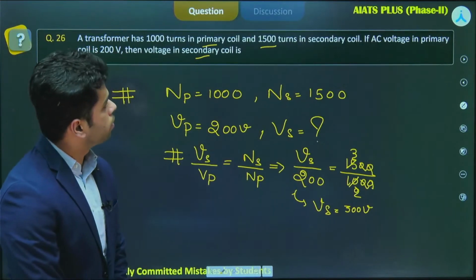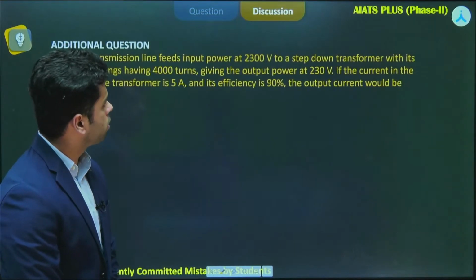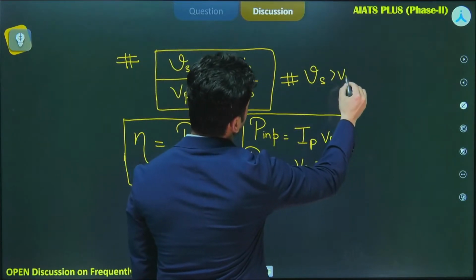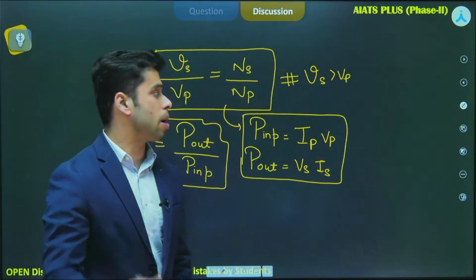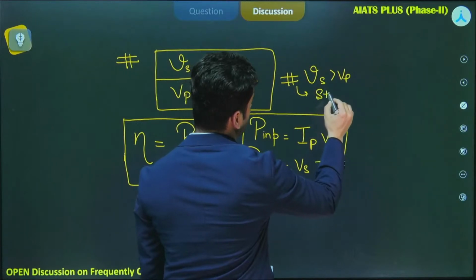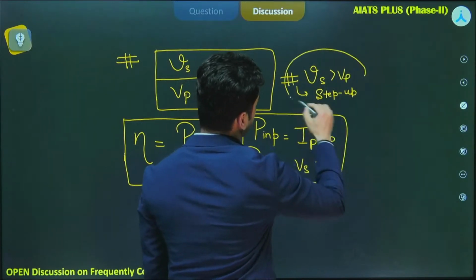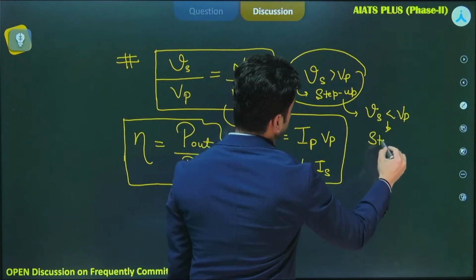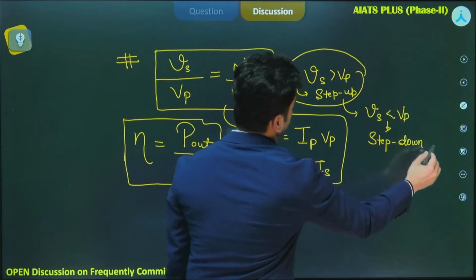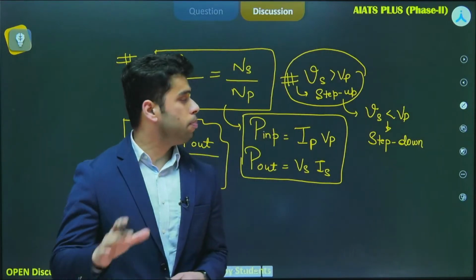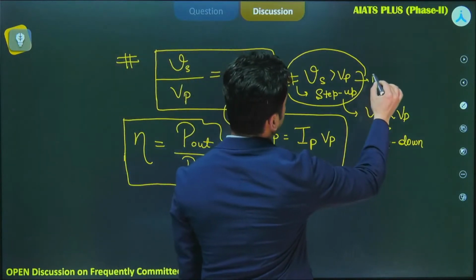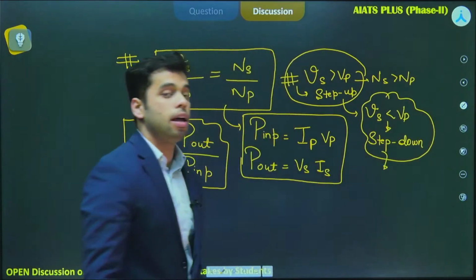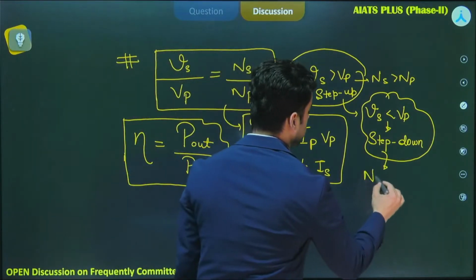I hope this problem is very clear to you, and let me give you some more concepts. What if Vs is greater than Vp? If the secondary voltage is greater than the primary voltage, such a transformer is called step up. And if I reverse this, if Vs is less than Vp, in that case the transformer will be called step down, right? Now if Vs is greater than Vp, it means that Ns should be greater than Np. And if Vs is less than Vp, it means that Ns should be less than Np.